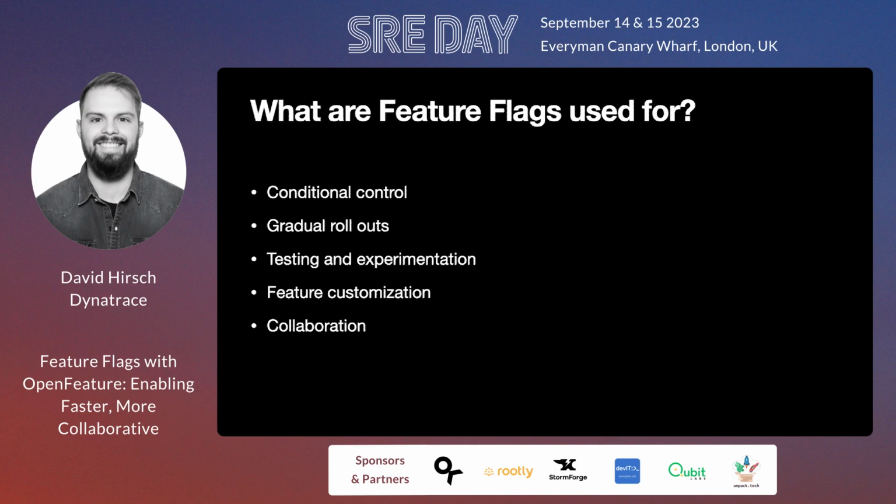Gradual rollouts, anybody familiar with that? I'd hope so. I mean, it's an SRE conference. I would be disappointed. Basically, instead of rolling out a feature immediately to all of your users, you can select a restricted group of people. You can do this based on role, based on hundreds of different factors.